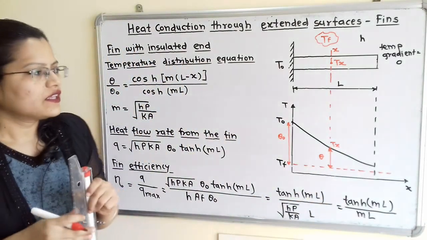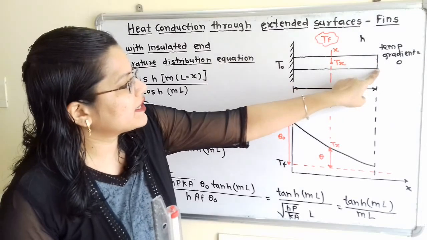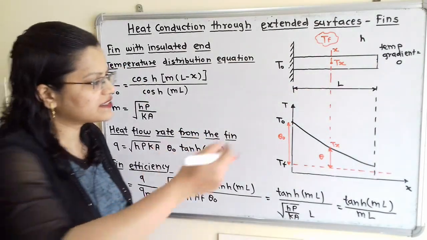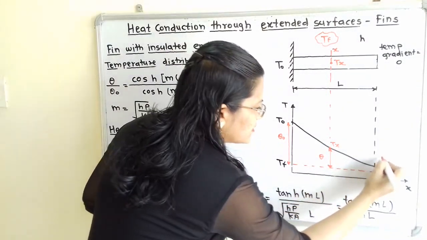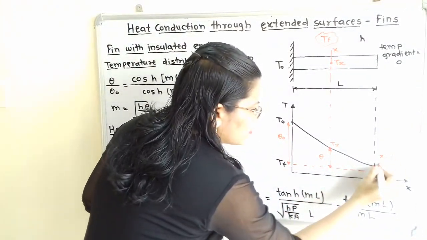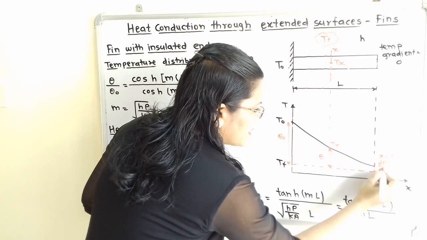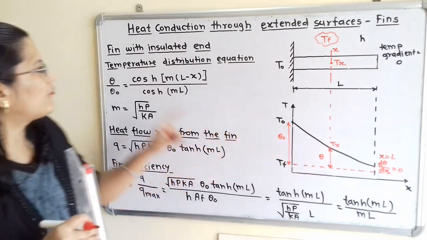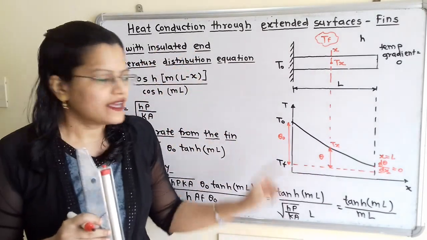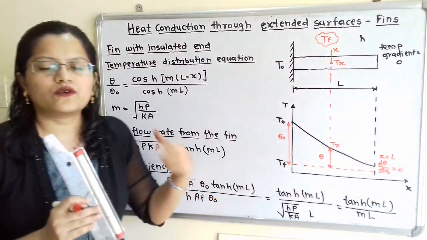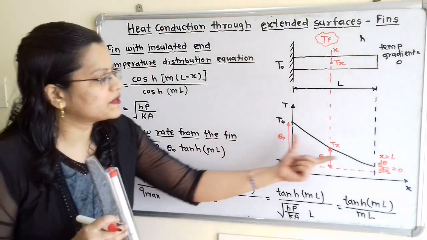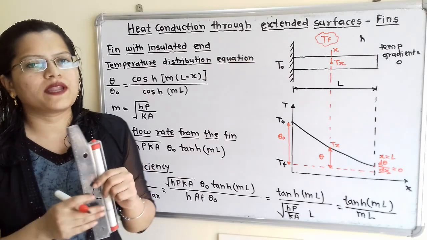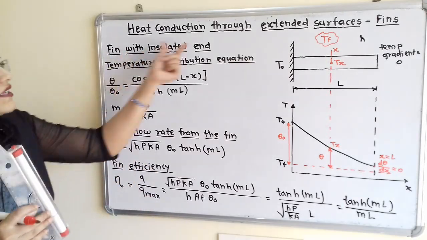Now we know that at the insulated end the temperature gradient is equal to 0. So at x is equal to L, because here x is equal to length L, d theta by dx is equal to 0. So this is the diagram for the fin with insulated end, and this diagram is important to solve the problem. With the help of these notations and this structure, we are going to solve the problems which are under fin with insulated end.